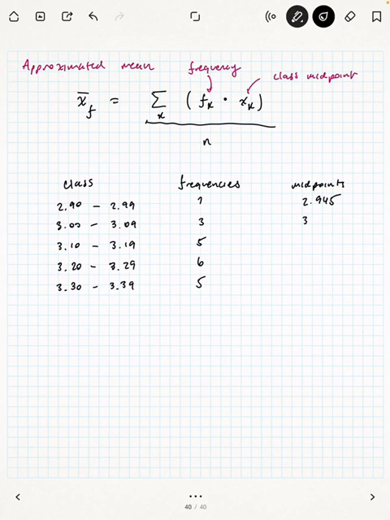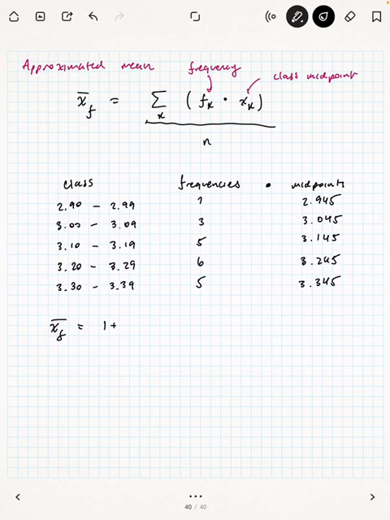So this next one will be 3.045. The next one will be 3.145. Next one will be 3.245, and the last one is 3.345. Those are our midpoints, and so if we're computing the approximated mean, that's going to be the sum of the frequencies times the class midpoint. So these values multiplied by these values all added together.